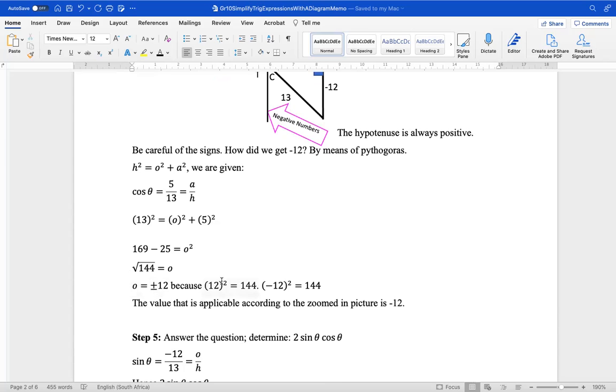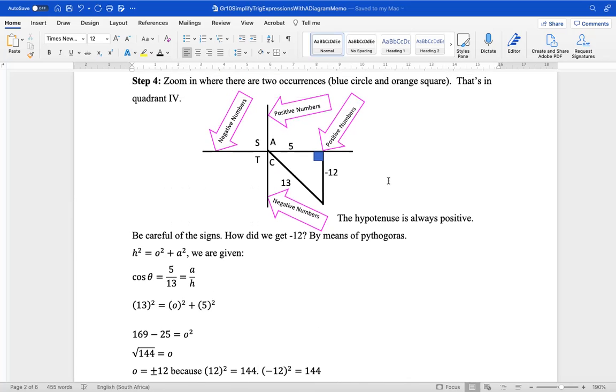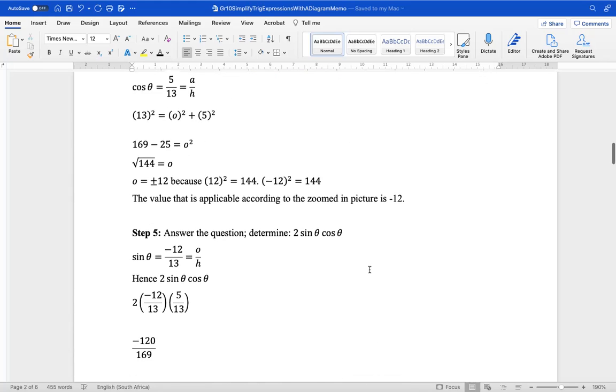Because if you say 12 squared, you get 144. Similarly, if you say negative 12 in brackets squared, BODMAS, you get 144. So the value that is applicable according to where we've zoomed in, where Descartes said the numbers at the bottom are negative numbers, is negative 12. Please make sure that you've labeled your coordinates correctly, or else you're going to lose a mark here. You can't say this is positive whereas it's on a negative side. You are going to lose marks on something so simple.